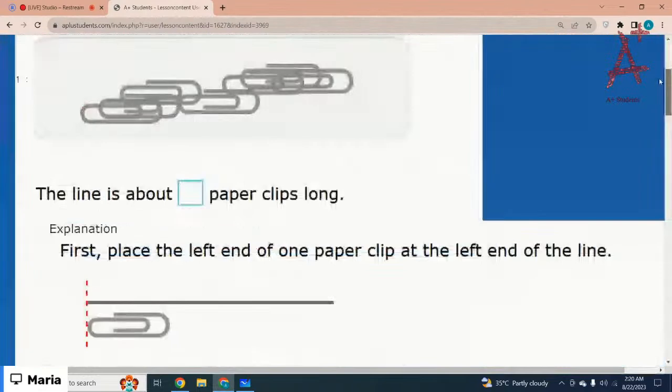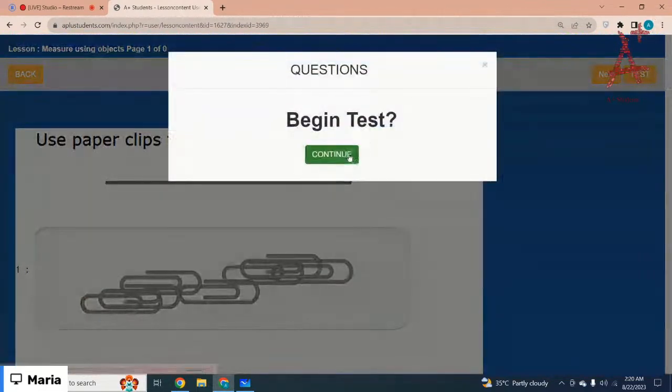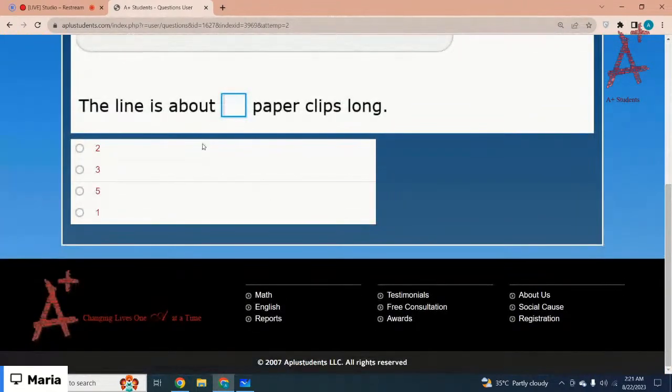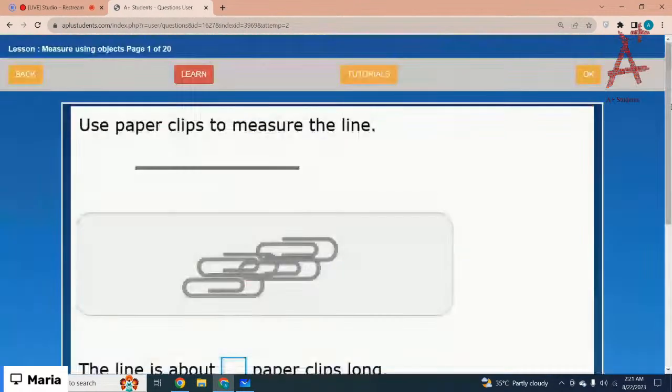Let's just start with the practice questions. Basically, you can see this is just a guess. You can make a number line on the paper and do the same activity, right? So use paper clips to measure the line. You have to place the paper clips along the line, and then see how many clips equal the length of the line. So that would be one, two. You can see that would be just two paper clips long. The correct option is the line is about two paper clips long.